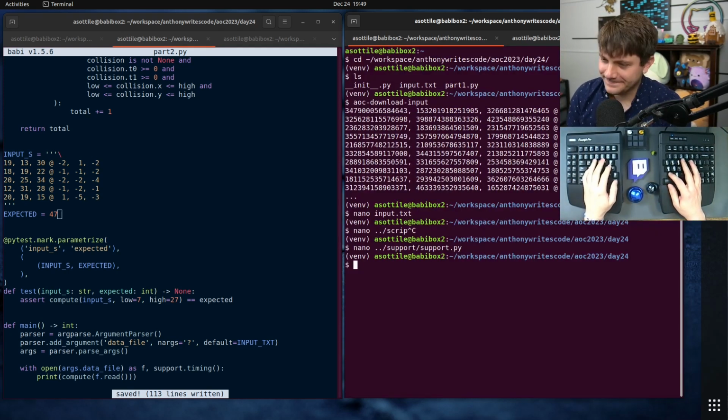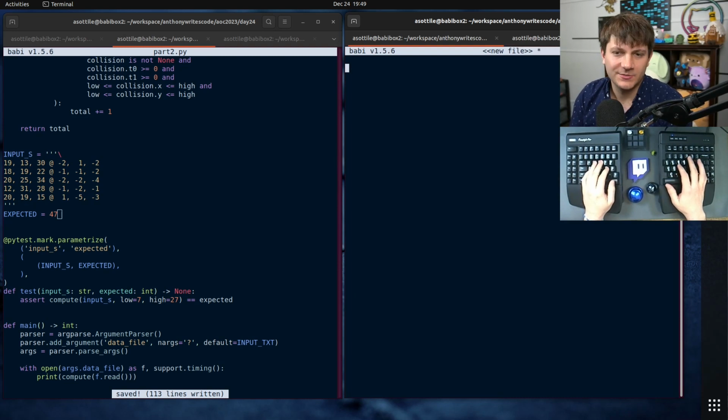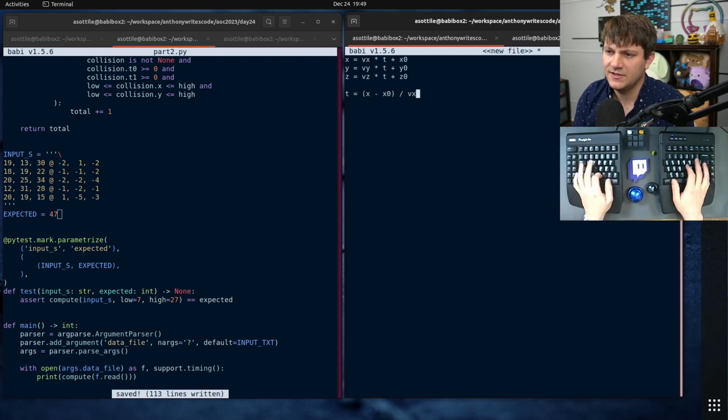Let's try and derive one. We don't need a terminal for this because it's not going to be helpful. So we know that x equals vx times t plus x naught. We know that y equals vy times t plus y naught, and we know that z equals vz times t plus z naught. We can solve for t in each of these to get t equals x minus x naught divided by vx is equal to y minus y naught over vy is equal to z minus z naught over vz.